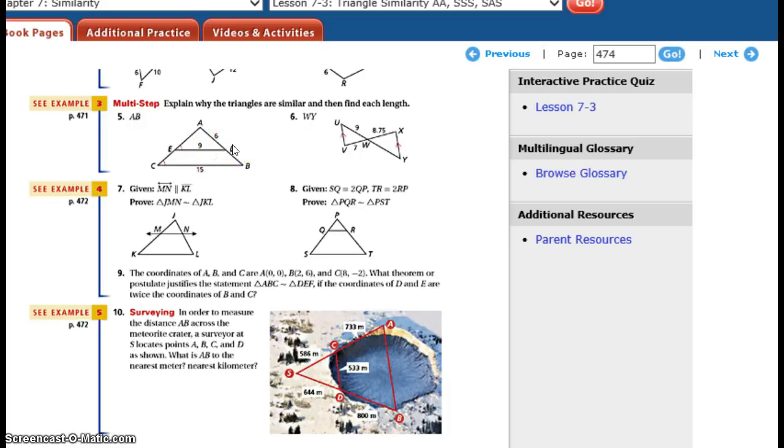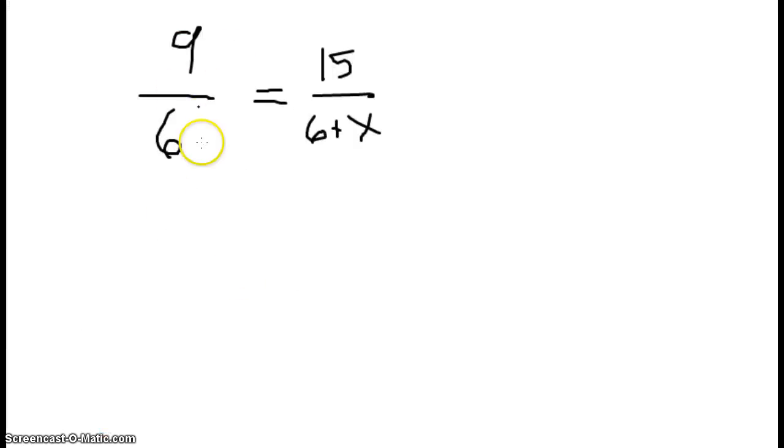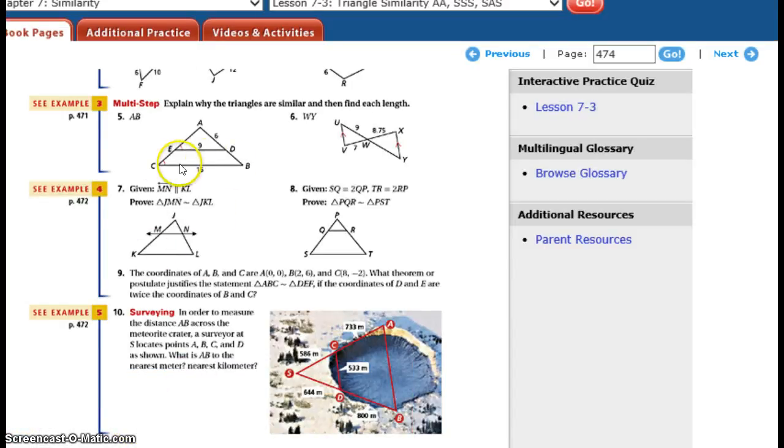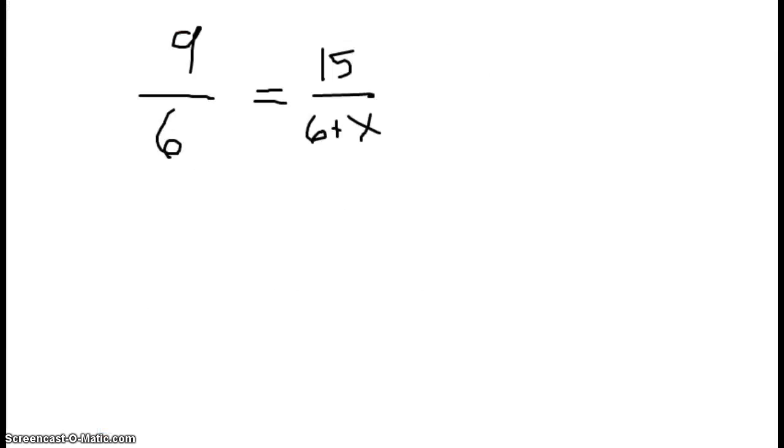And so we're going to set up a proportion. We're going to start with 9 over 6. I already set it up, so I'm going to explain why I did it. We have 9 over 6, and then we're going to have 15, because that's this side, over 6 plus x, because we're doing the whole triangle side. It's not just this little section. Now I just need to solve this.